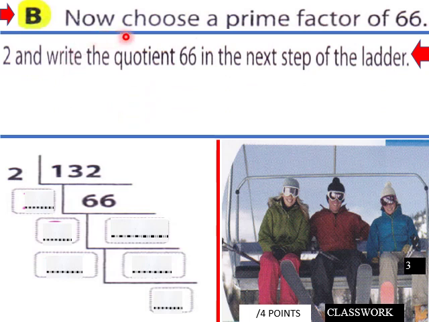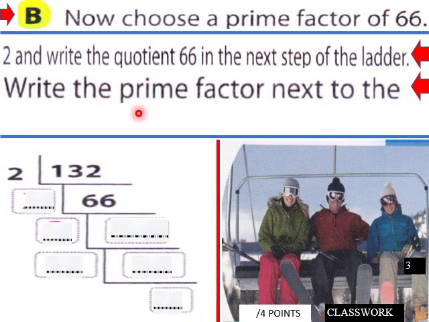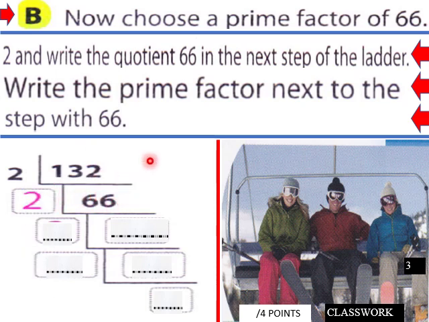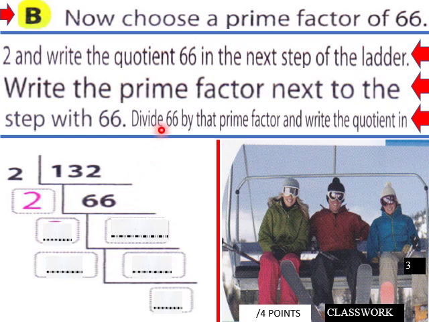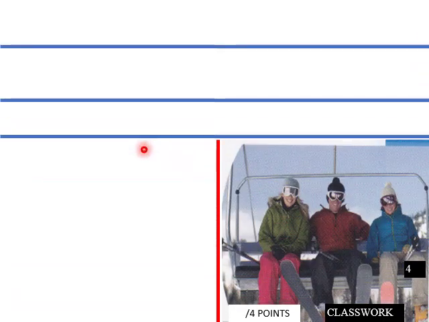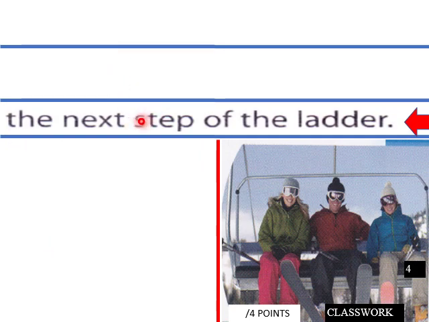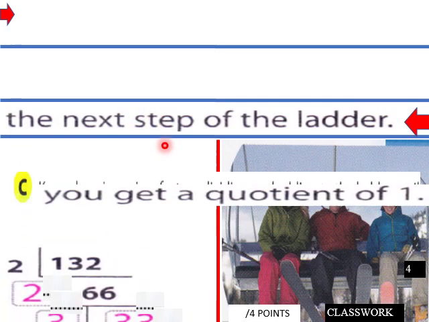Now choose a prime factor of 66. Write the prime factor next to the step with 66. What is a prime factor of 66? We're going to go with 2 again. 2 goes into 66 how many times? Divide 66 by that prime factor and write the quotient in the next step. 2 times 33 would equal 66. So we put 33 in the next step of the ladder.